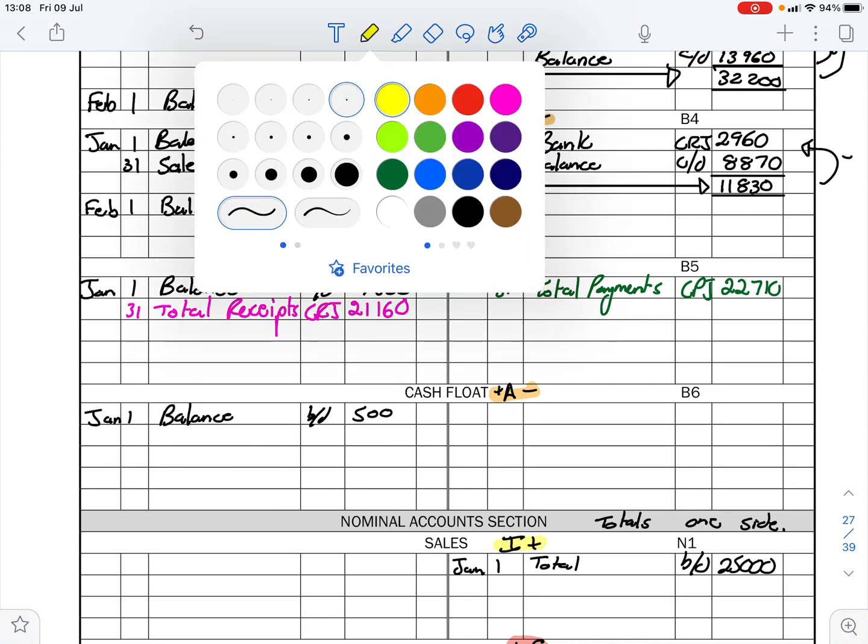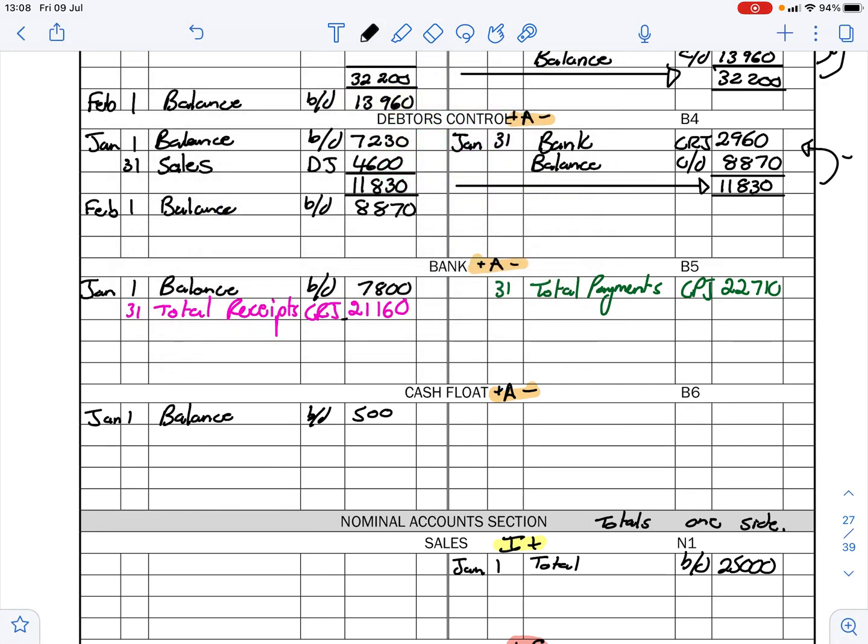We look with our eyes and we see which side is bigger. If we add up our balance and our receipts, we should have 28,960 rand. Let's just make this a straight line, sorry. We then take that number across. Well, now assuming that we don't have any payments for the month, 28,960 rand would be our bank balance.